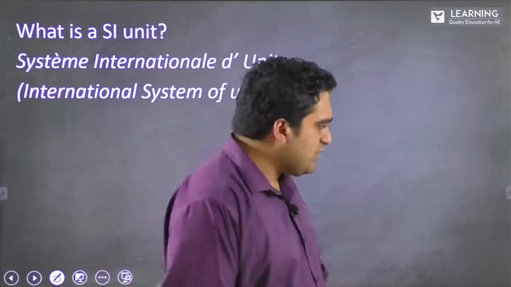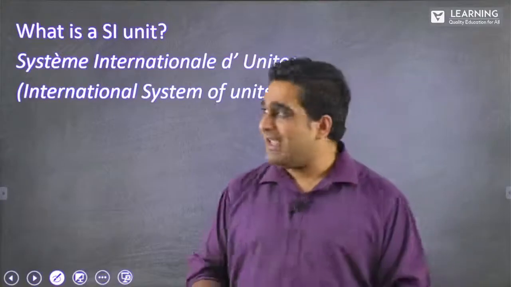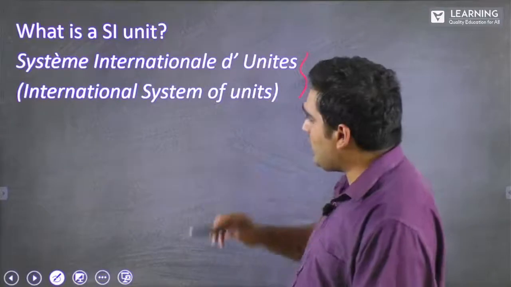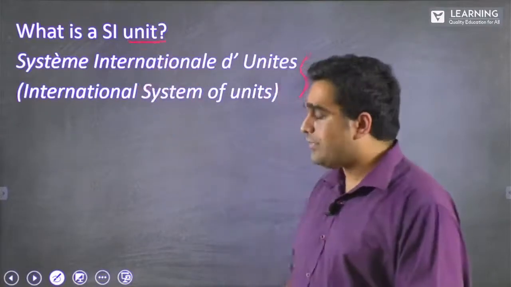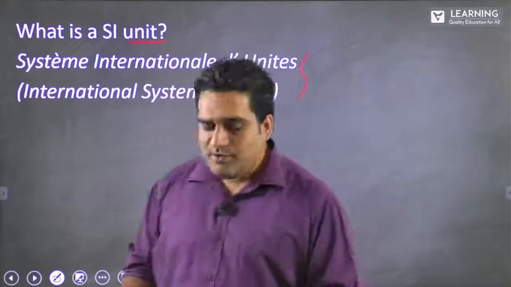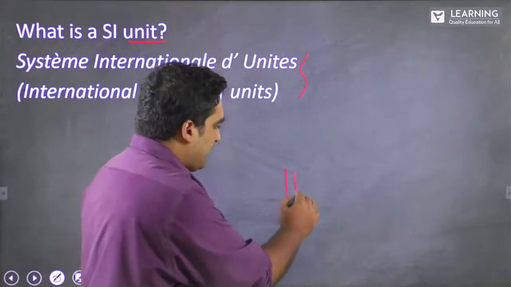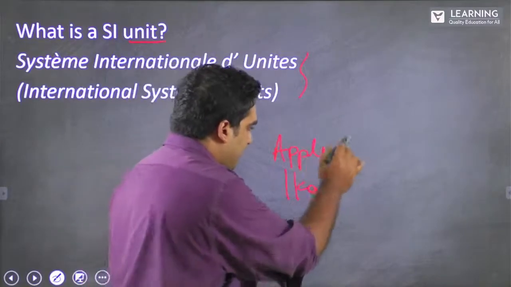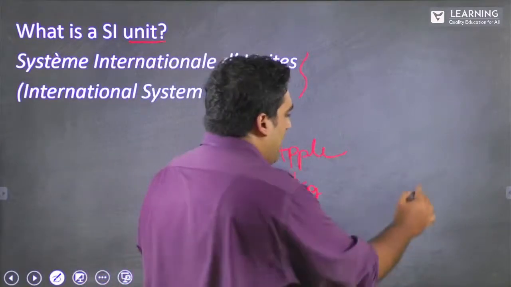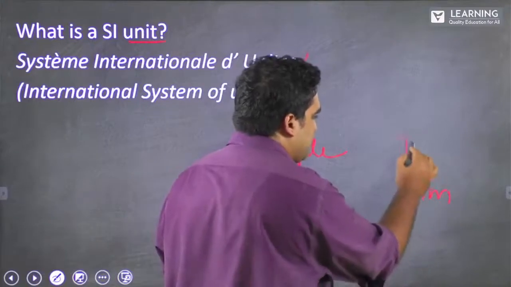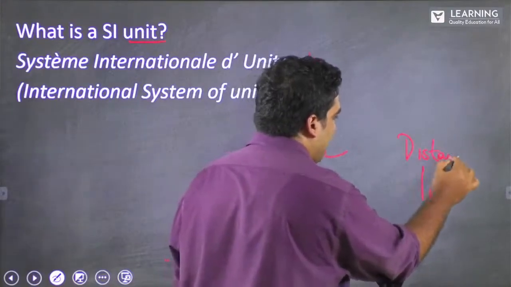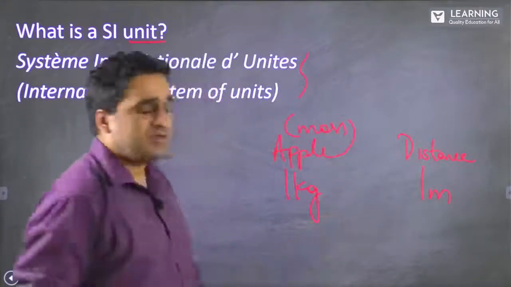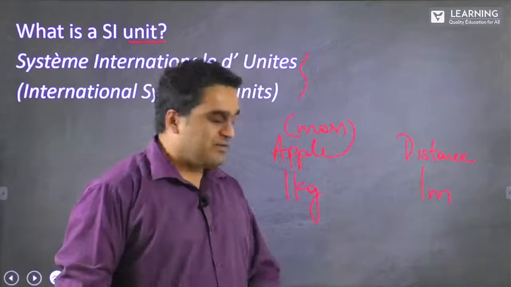Now that I have mentioned a unit, what exactly is an SI unit? Don't worry about this, we'll get to that. So what is a unit? Let me give you an example: 1 kg of an apple and 1 meter of a distance. Kilogram measures mass, and meter measures distance.